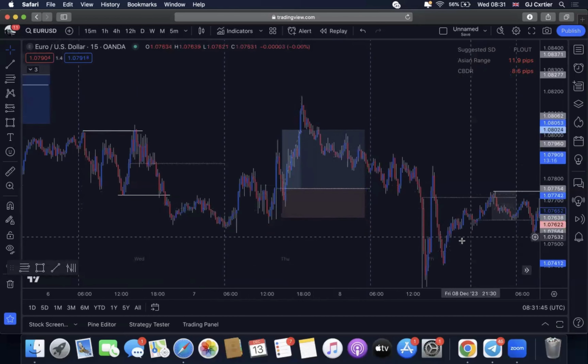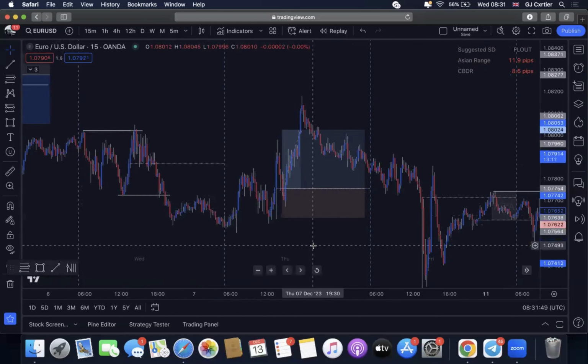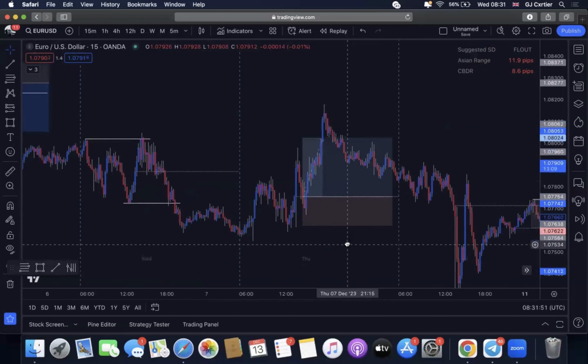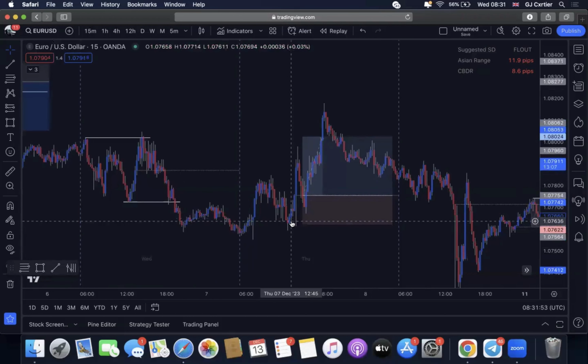Thursday, last week, don't trade Fridays. We can ignore Friday price action for New York. You don't want to be trading New York on a Friday. Thursday was another nice trade. So this was a continuation trade.